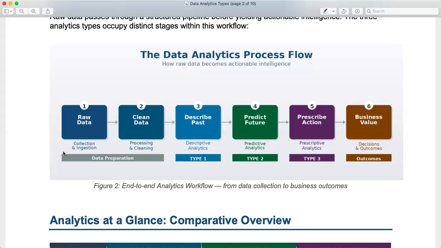Then comes the prescriptive actions. That means what should we do to achieve our goals in that particular scenario. So this is the type 3 data analytics. And in the end, we are making some business value. We want to create some business value on the basis of this particular data. So this is the whole data analytics process flow. That means our raw data becomes an actionable, intelligent workflow.